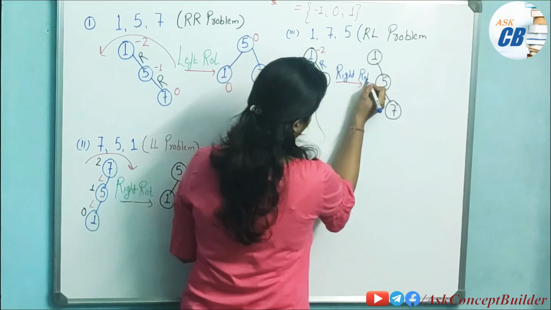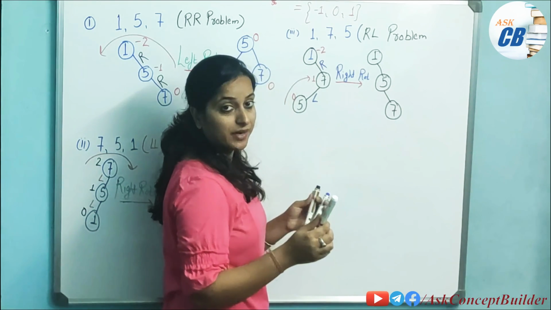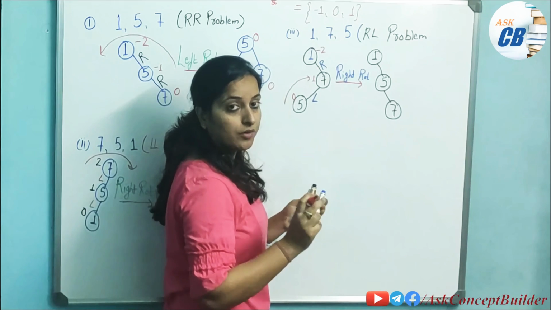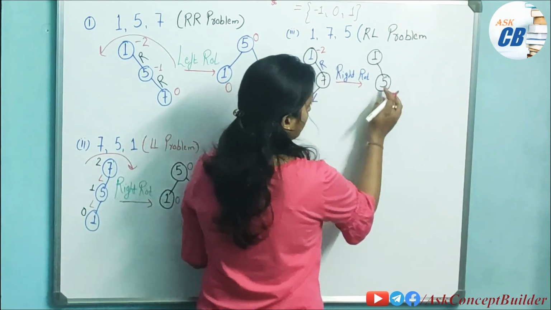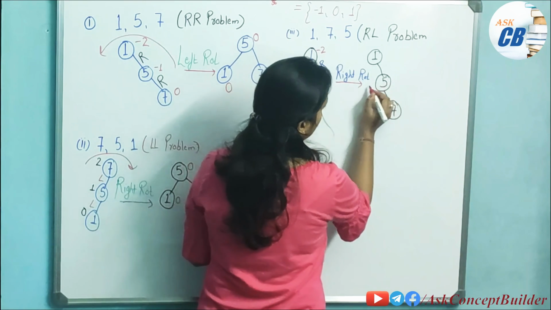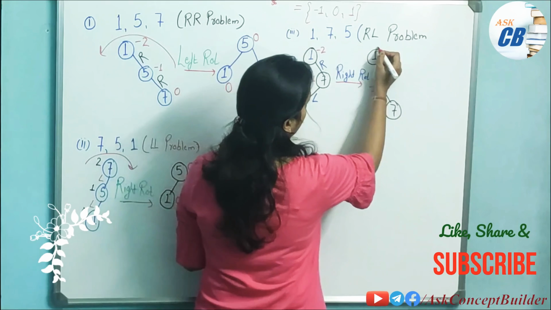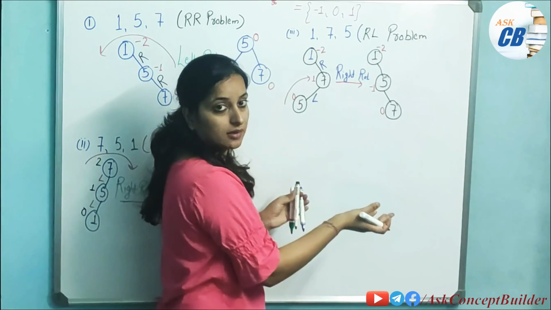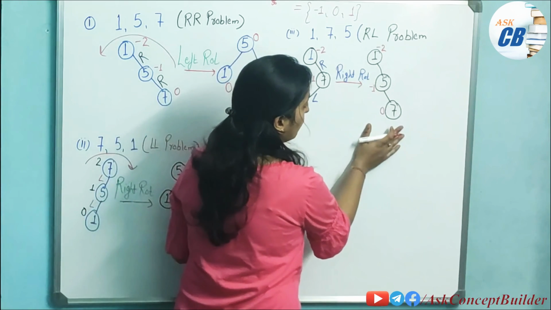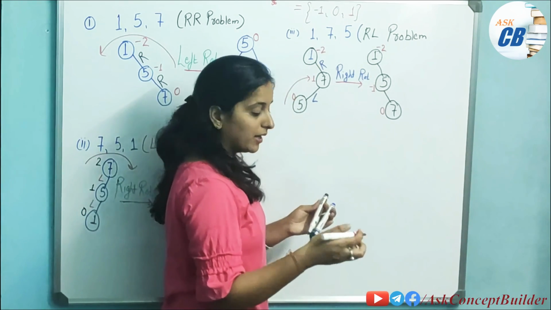Okay, now after every rotation, we have to first find the balance factor to check whether your tree is balanced or not. So see, the balance factor for this node will be 0, for this will be 0 minus 1, which is minus 1, and for this node it will be 0 minus 2, which is minus 2. But again, our tree is not balanced here. So what does it mean? Again we have to perform rotation on it to make it balanced.